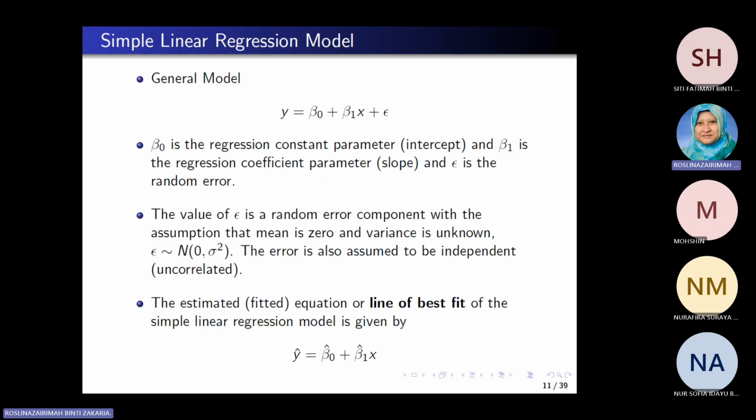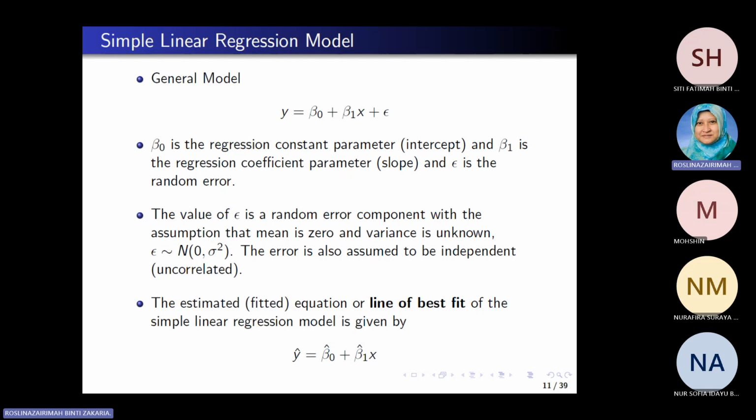Okay, the general model of simple linear regression is y equals beta naught plus beta 1 x plus epsilon, where beta naught is the intercept, beta 1 is the regression coefficient parameter or simply the slope, and epsilon is the random error. The random error has mean 0 and unknown variance, and it is assumed to be independent.